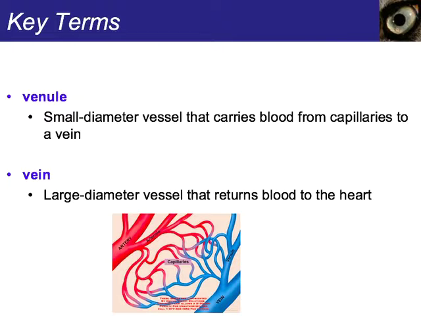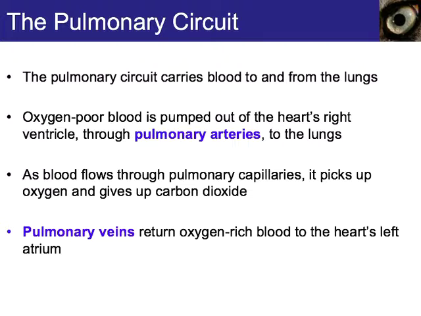Veins and venules are vessels that return blood to the heart. So you see here, the blue, the veins are returning deoxygenated blood to the heart. So a venule is just a small diameter vessel, and a vein is a larger vessel. They both carry deoxygenated blood back to the heart.